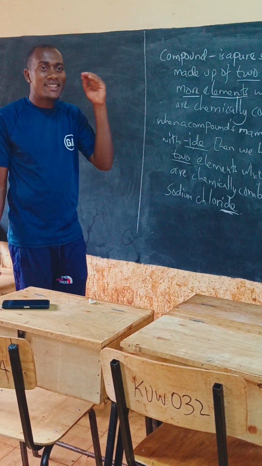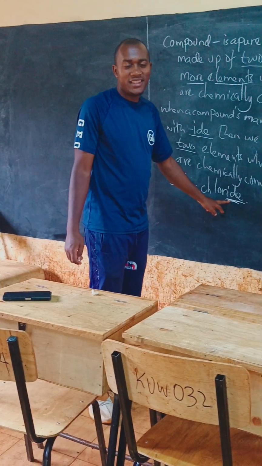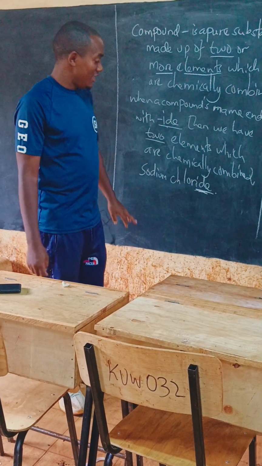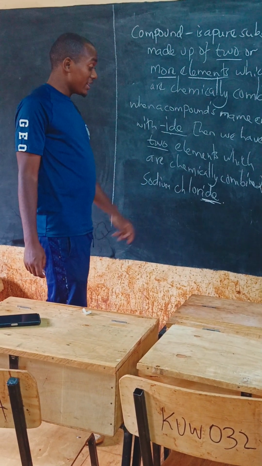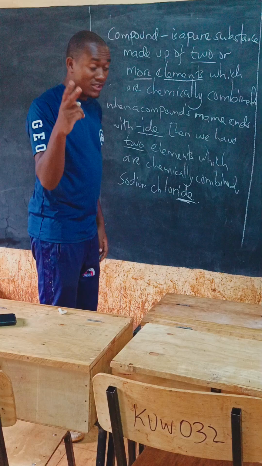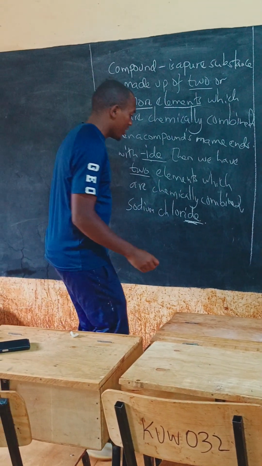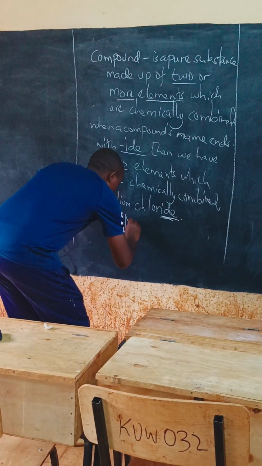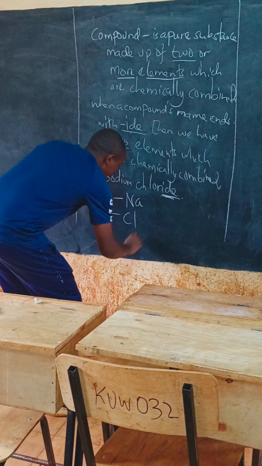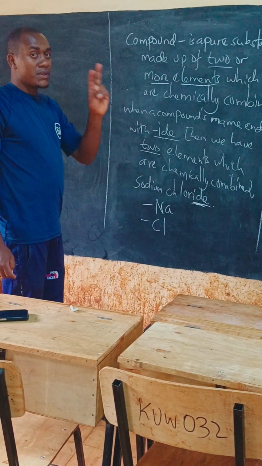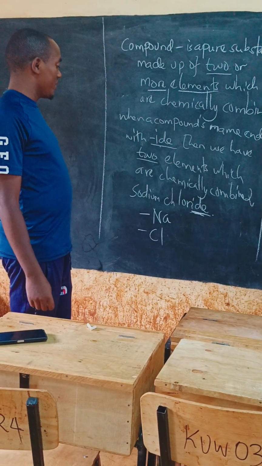So if you want to know that a compound is made up of two elements, you see the ending. If it ends with IDE, then we have two elements that are chemically combined. Looking at sodium chloride, which one and which one? This will help you to write the formula. So in sodium chloride, we have sodium that is present, and we have chlorine, the element. And how do we write the formula of the compound?